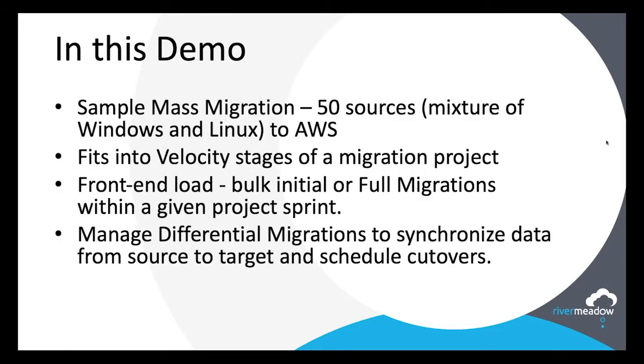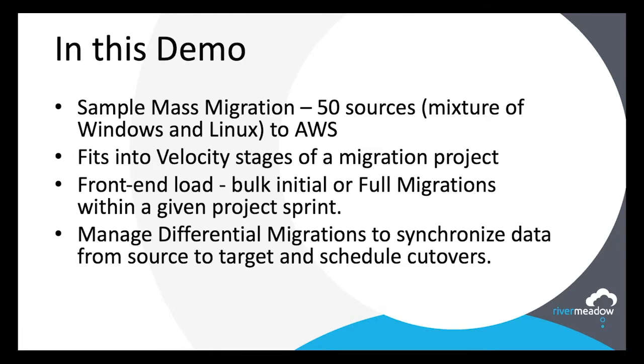In this demo, we will reproduce a sample mass migration of 50 source machines containing a mixture of Windows and Linux. This type of migration would fit into the velocity stages of a migration project. The idea is to accelerate migration projects by pushing large volumes of migrations in early project sprints or stages. Once full migrations are completed, the remainder of the sprint is managed by iterating differential migrations to keep source and target synchronized, ultimately leading to scheduled cutovers.